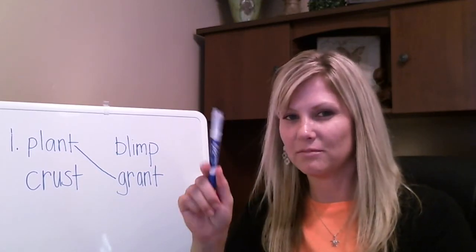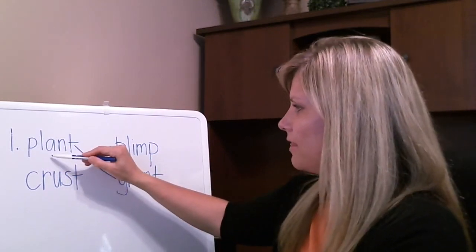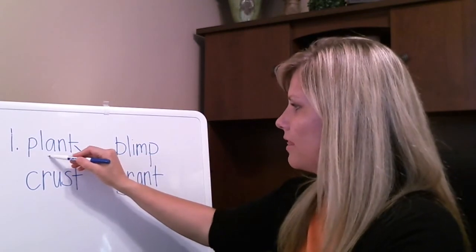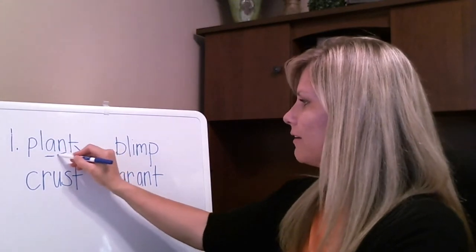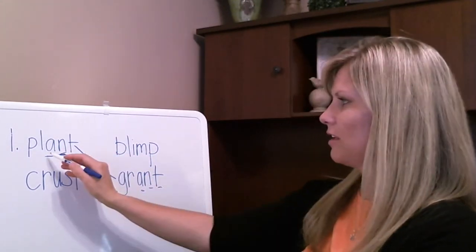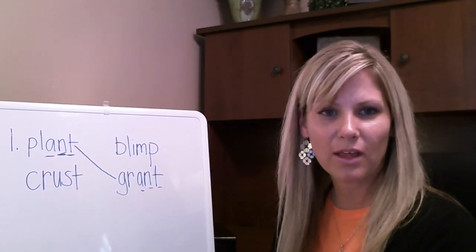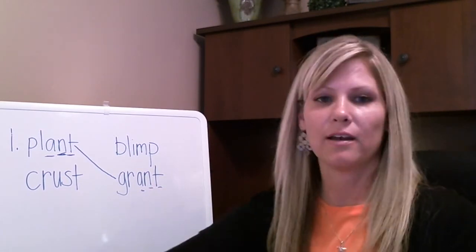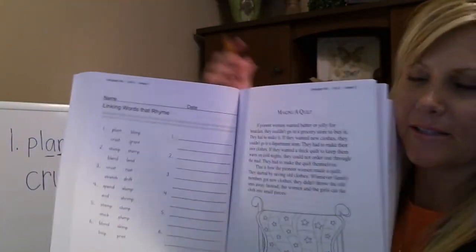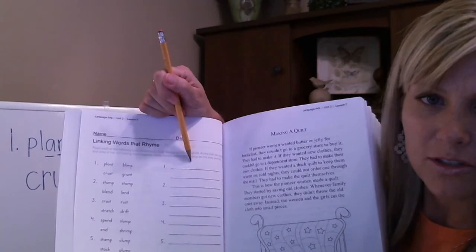Just a little note. If you notice in plant and grant that both of them have the vowel A followed by the NT blend. The NT blend. So see, they both have the ant in them. So that's where we hear that rhyme. So pay close attention to that when you are working on this assignment. So on the paper where it says number 1, I would write plant and grant, because those are the two words that rhyme.